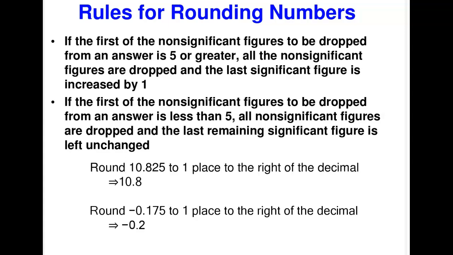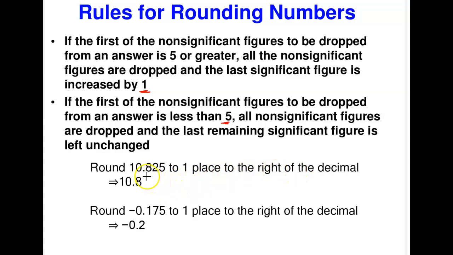Now, in rounding off figures, you are just dropping non-significant digits. The digit you want to drop is what decides. So if the first of the non-significant figures to be dropped from an answer is greater than 5, all the non-significant figures will be dropped, and the last significant figure that remains is going to be increased by 1. On the other hand, if the number is less than 5, we're not going to increase it. It will remain unchanged.